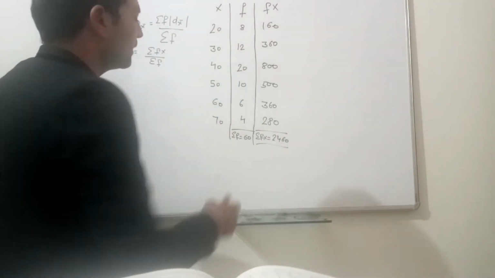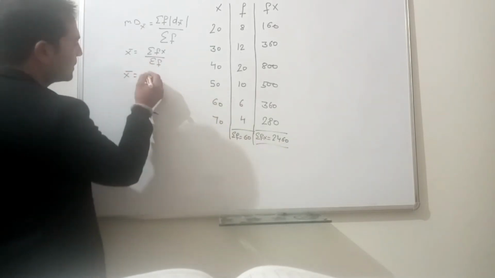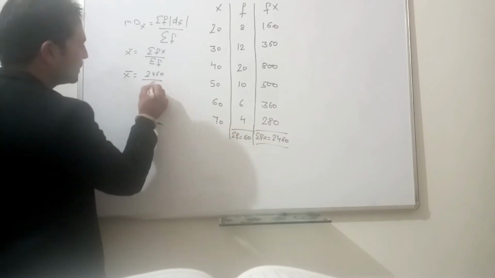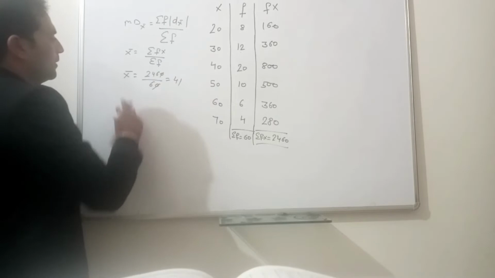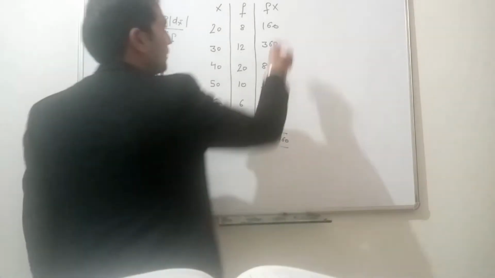Now we calculate x bar. Summation fx 2460 upon summation f is equal to 60. Then x bar is equal to 41.